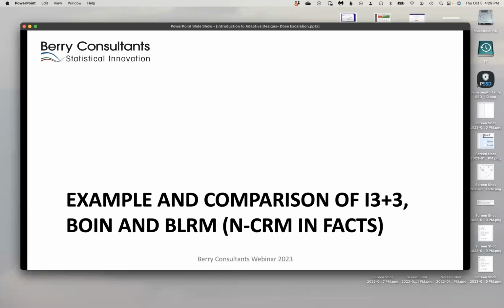So yes, what is FACTS? FACTS is our software package for simulating fixed and adaptive trials, the Fixed and Adaptive Clinical Trial Simulator. And within it, it has modules for doing different broad classes of trial, one of which is dose escalation, and it'll be those that we're looking at today.